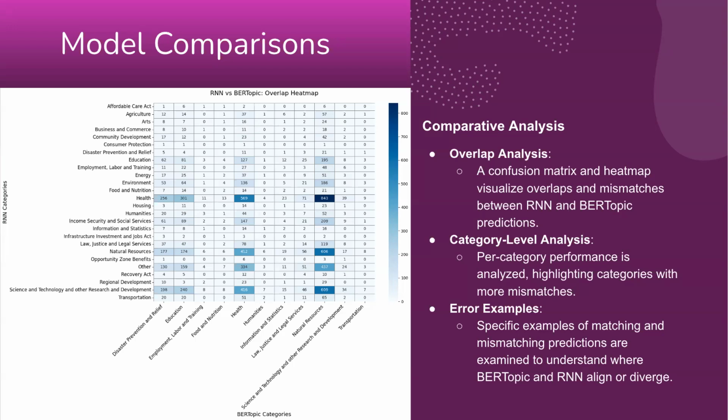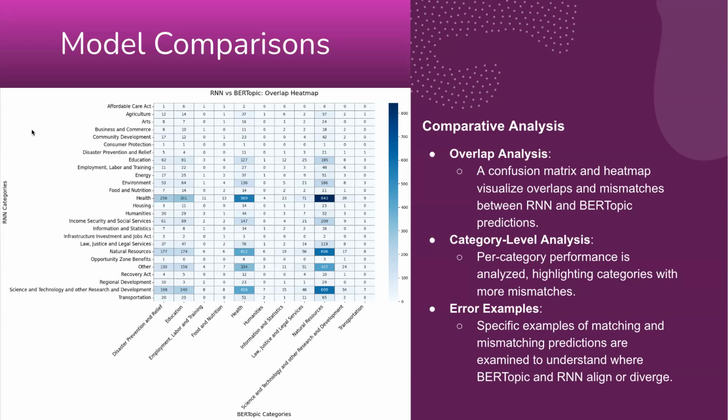Error analysis revealed that BERTopic was better suited for exploratory tasks, while the RNN is optimal for exact alignment. Visual tools like heat maps showcase the overlaps and divergences, offering insights into areas where the models complement and differ. These analyses confirm the complementary strengths of the two approaches.